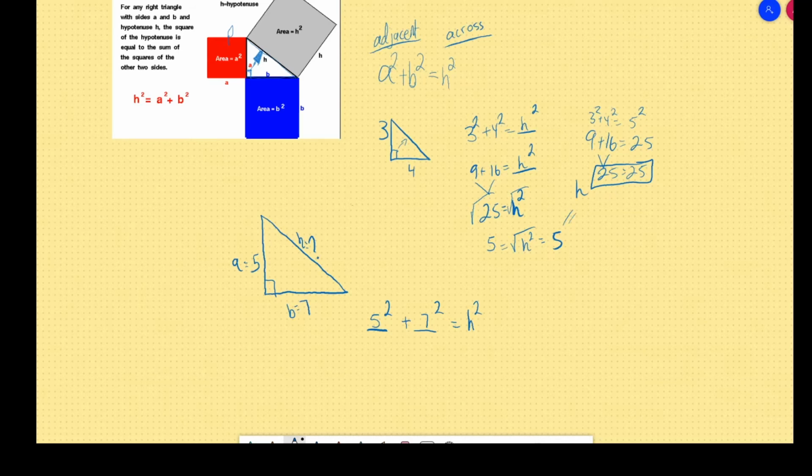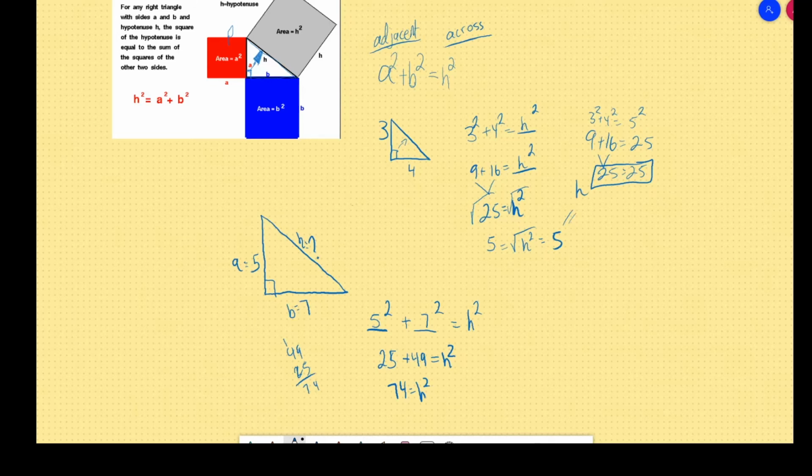So we know 5 squared is 25 because we memorized the first 12 squares, I would hope. And we know 7 squared is 49. We still don't know what this one is. Now again, we can do a little scratch work over on the side here. So we have 49 plus 25. We get 4 and a 1. And we have 2 plus 4 is 6 plus 7, 74. So then we know 74 is equal to H squared.